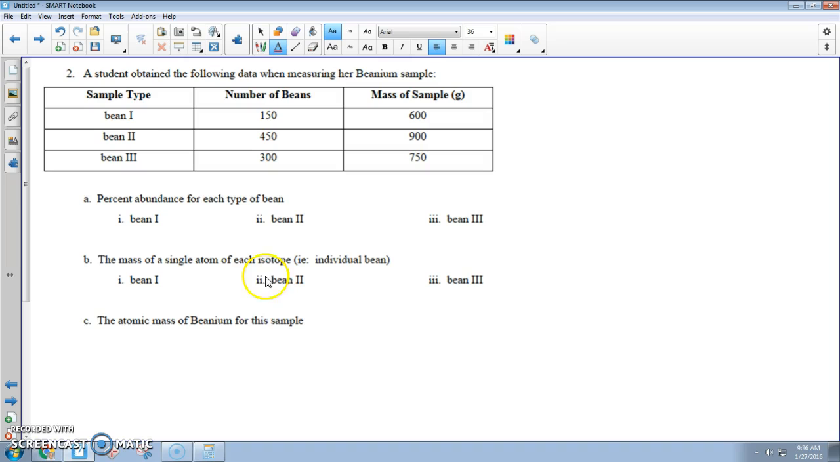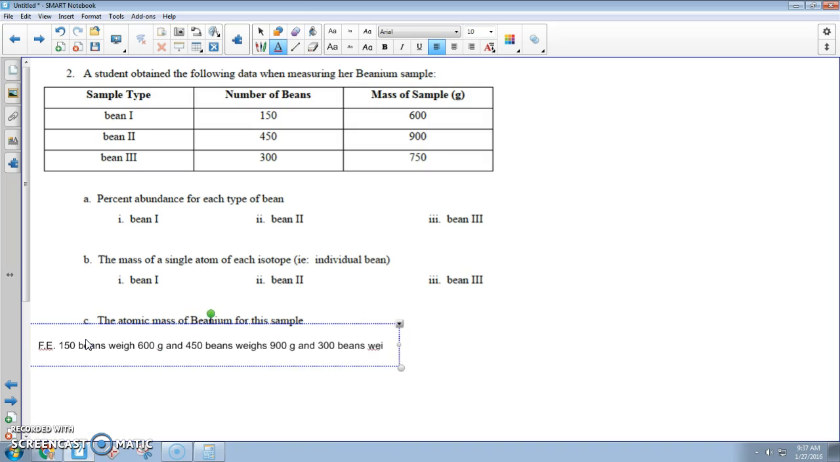Okay, so I'm assuming that you have now solved the problem and we're just trying to check your answers. So here we go. I'm going to solve it using the for every statement way. For every, first we have 150 beans or atoms. They weigh 600 grams, and 450 beans weighs 900 grams, and 300 beans weighs 750 grams.